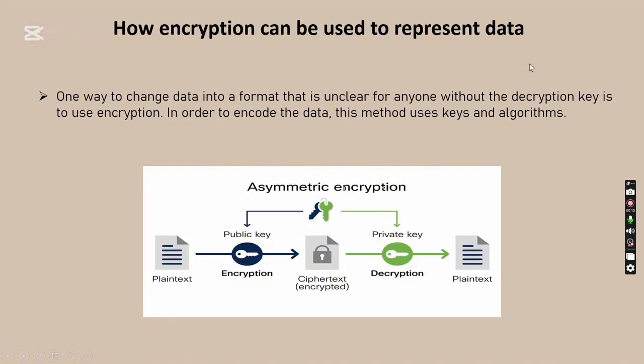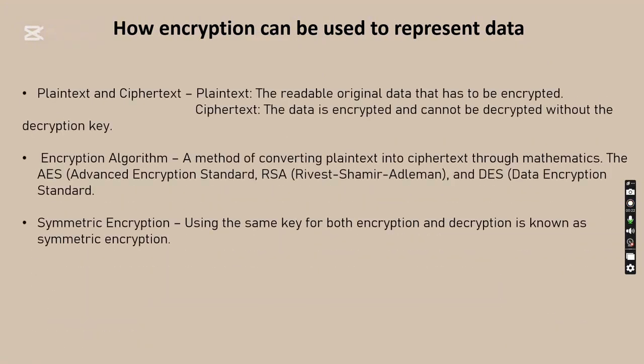One way to change data into a format that is unclear for anyone without the decryption key is called encryption. In order to encode the data, this method uses keys and algorithms. Plain text and ciphered text. Plain text, the readable original data that has to be encrypted. Ciphered text, the data is encrypted and cannot be decrypted without the decryption key.